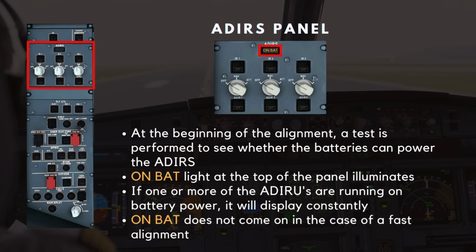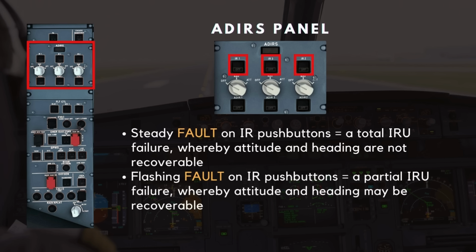At the beginning of the alignment, a test is performed to see whether the batteries can power the ADIRS. This is displayed via the amber on-bat light at the top of the panel. If one or more of the ADIRS are running on battery power, on-bat will display constantly. The on-bat light does not come on in the case of a fast alignment. IR1, 2, and 3, as well as ADR1, 2, and 3 can be turned off using the corresponding push button.